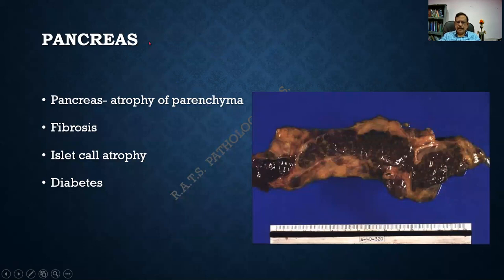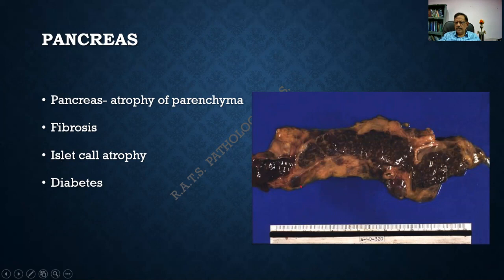Another organ is the pancreas. In the pancreas, there are two components basically. One is the parenchyma, another will be the islet cells. There is an atrophy of the parenchyma, marked fibrosis. Islet cells will undergo atrophy also. And because of that, the patient can develop diabetes. Is it clear? So islet cell, no insulin, that leads to diabetes.